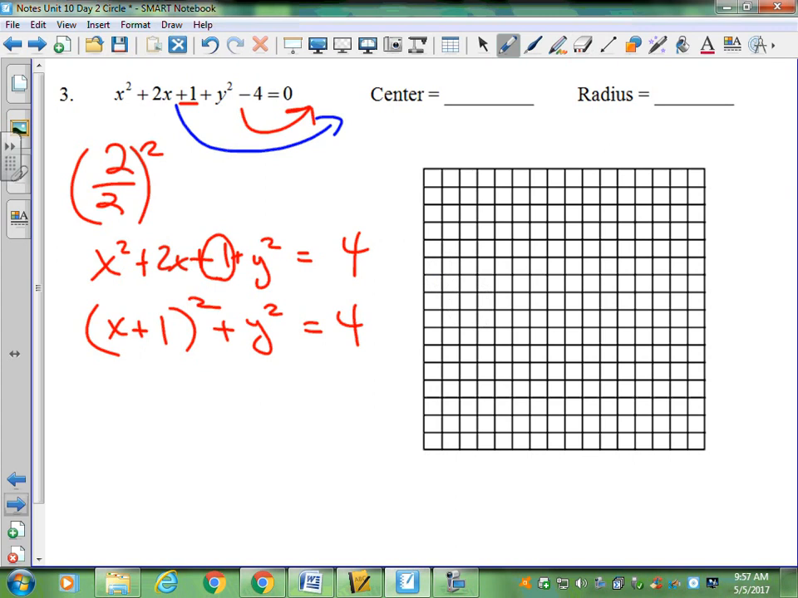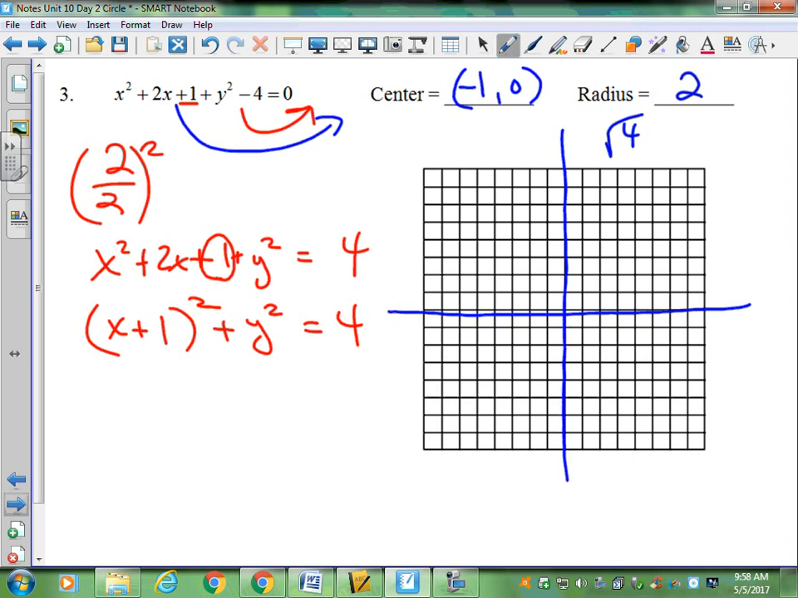Which is it? Negative 1, 0, because we have to do the opposite. And the square root of 4 is 2. So negative 1, 0 is on the x-axis. Not going to be a really big circle. I probably could just leave the axis right in the middle if I wanted to, or I can move it over a little bit if I need to.